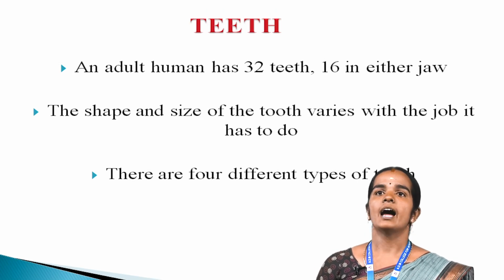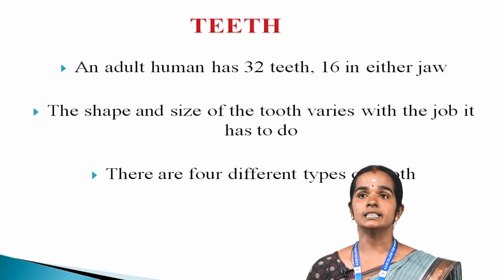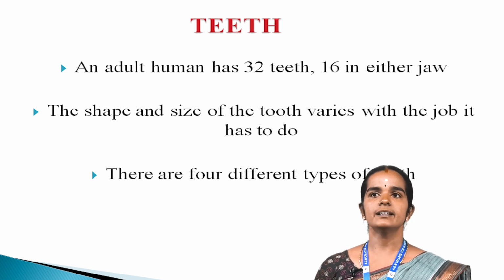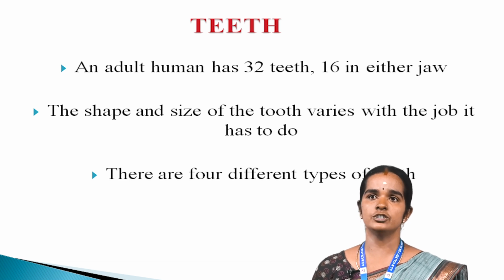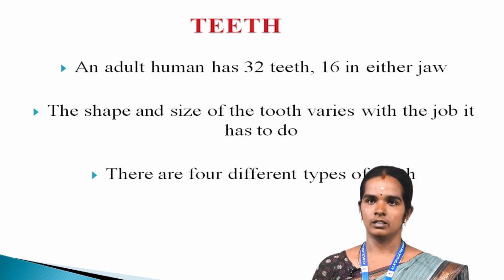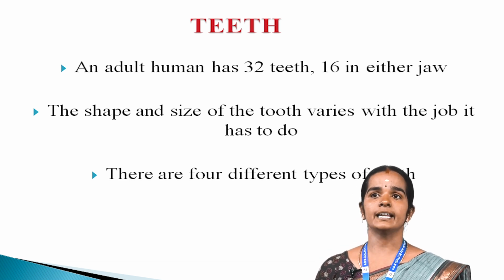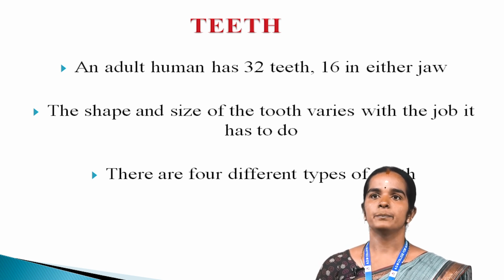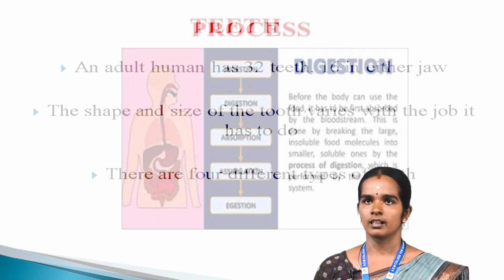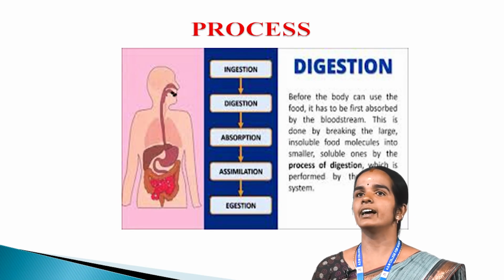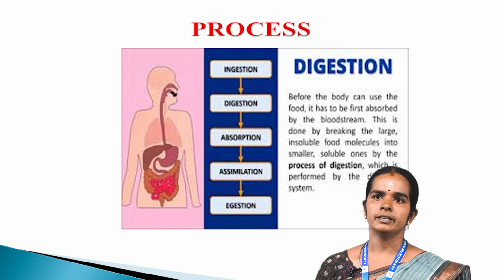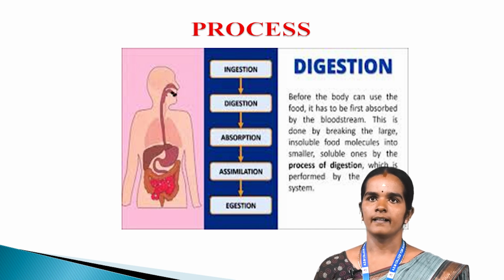Teeth. An adult human has 32 teeth, 16 in either jaw. The shape and size of a tooth varies with the job it has to do. There are 4 different types of teeth: incisor, canine, premolar and molar. This is the process of the digestive system: ingestion, digestion, absorption, assimilation, excretion.